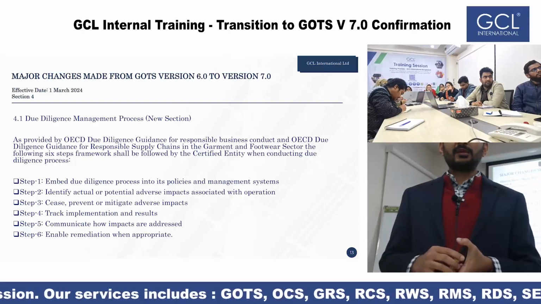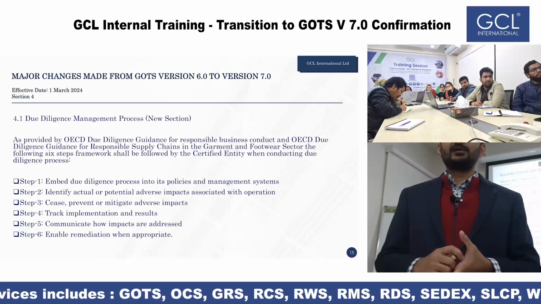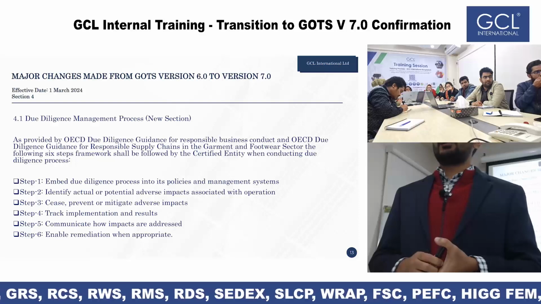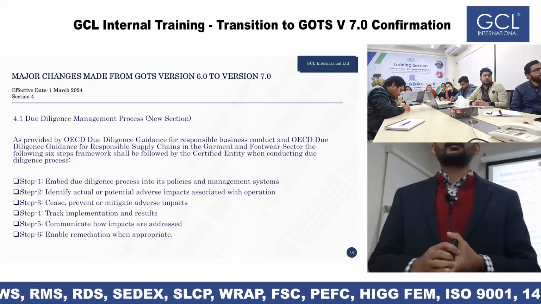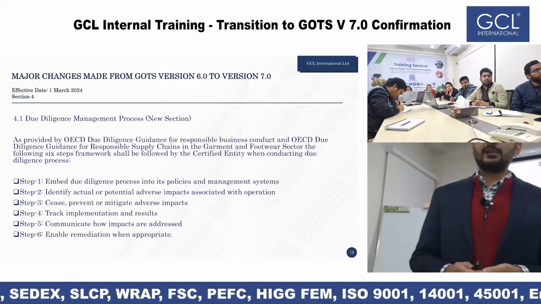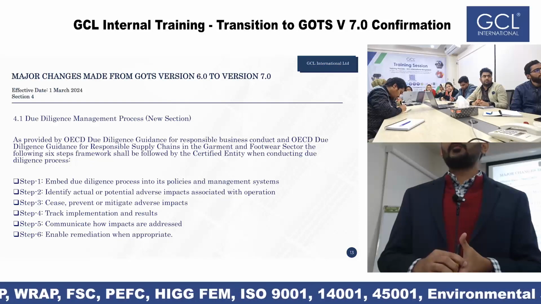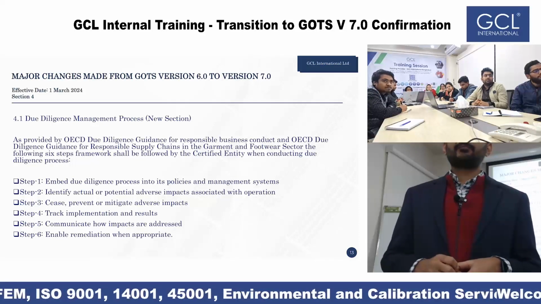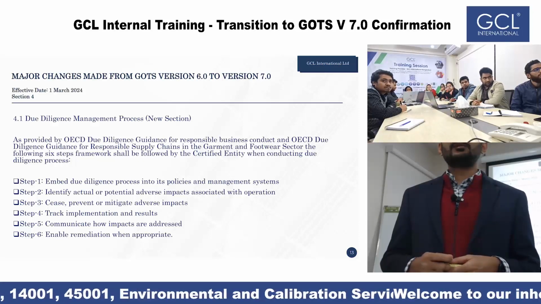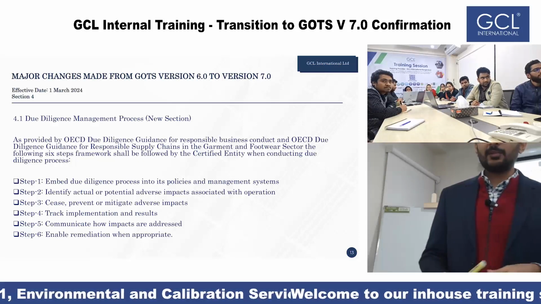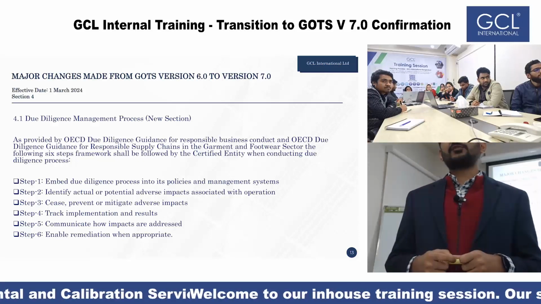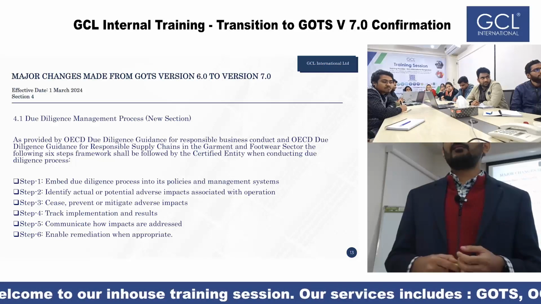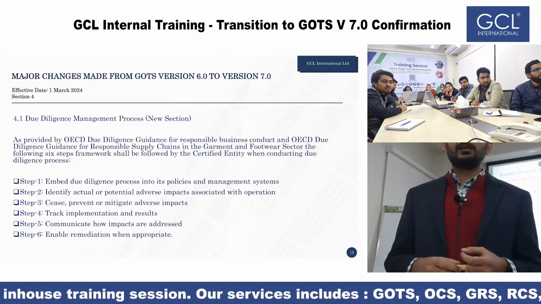In step 2, they need to identify. What are the examples of identification? Maybe they can conduct a risk assessment. Maybe they could conduct an internal audit. These are examples of processes or procedures by which they can identify the adverse impact. In step 3, they need to take action. In our example, the license or permit is expired, so what action can they take? They can apply to the concerned authority and obtain the legal permit. That shall be done in step 3.